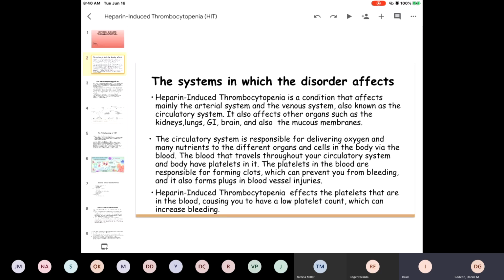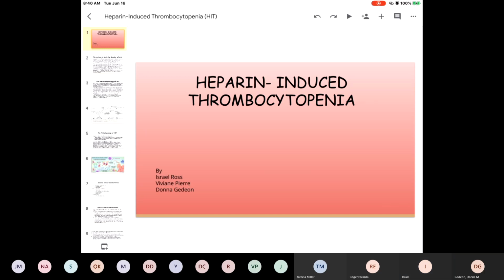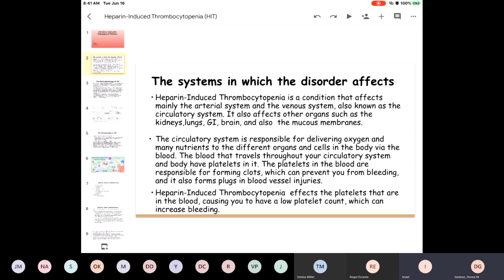So what we will be discussing is heparin-induced thrombocytopenia. And as I said, the group members are myself, Israel, Vivian, and Donna. Okay, so the systems in which the disorder affects.